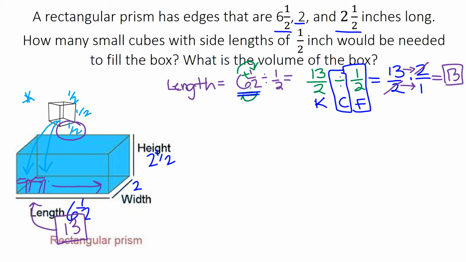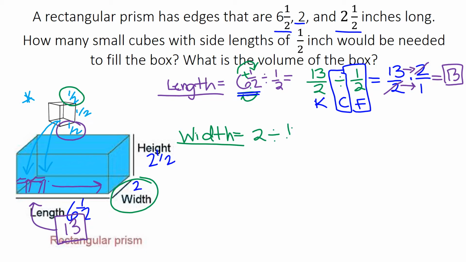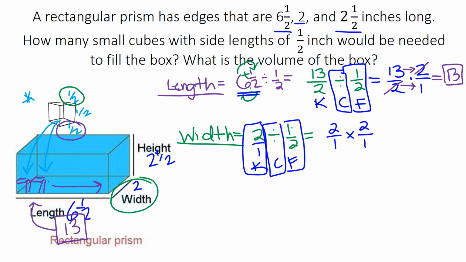Now we're going to do the width. Looking at the width of our rectangle, we're going to take the width, which is just 2, and divide that by the width of our cube, which is 1/2. So what does that give me? Remember, we have 2 fractions here. If you ever have a whole number like this, you can just put it over 1. And this would be keep, change, and flip. Keep the first, change the sign of the second to a multiplication, and flip the 1 over 2 to 2 over 1.